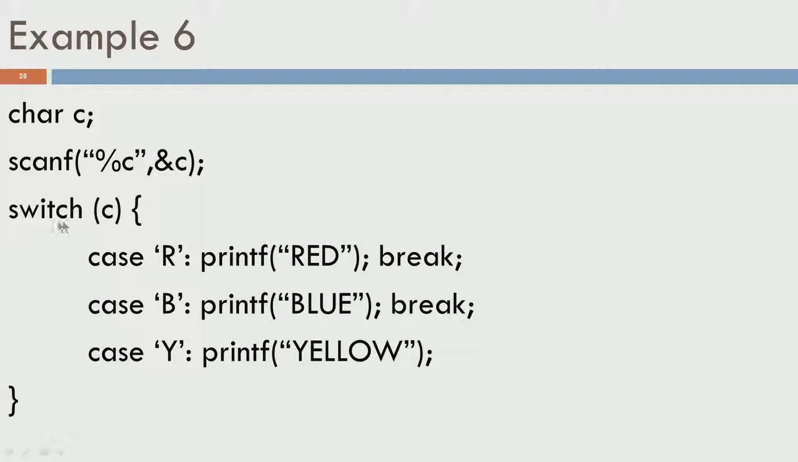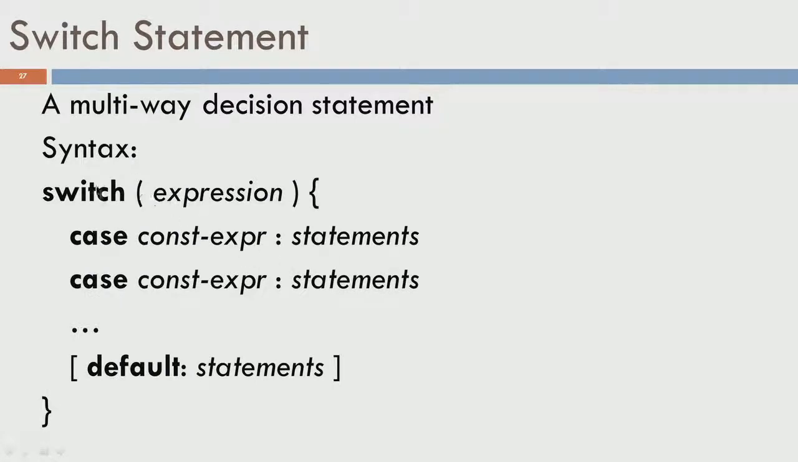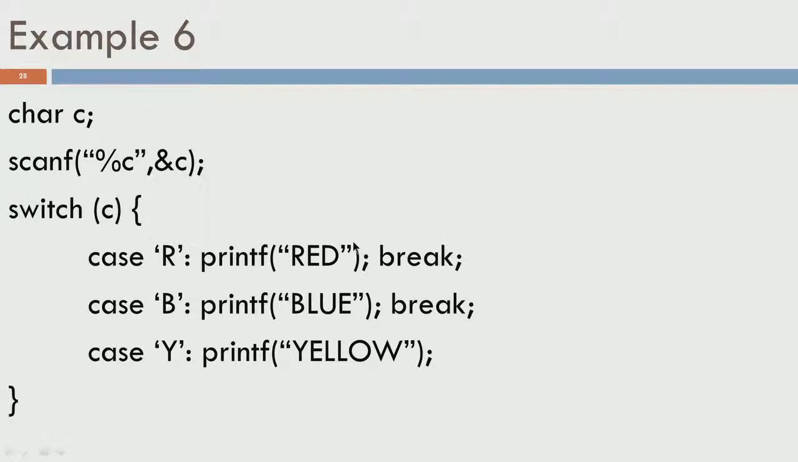So, if you look at this, there is a switch C followed by braces, followed by one or more case statements. The case, then there is a constant expression here, R, B or Y, followed by a colon, and there is a statement here. So, that is the structure here. So, switch followed by expressions and there is something within the curly braces, you have case, constant expression, colon, statements. So, you can see that this program is following that structure.